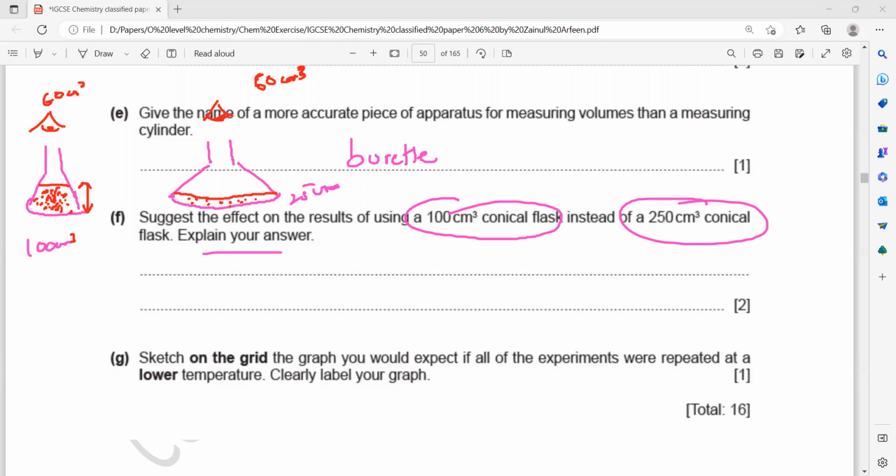So in a 100 cm³ conical flask, the text will disappear in a short time, whereas in a 250 cm³ conical flask, it will take longer for the cross or text to disappear. The reason is that the 100 cm³ flask has a greater depth of solution, so it will be difficult to see through. Is it clear, this one? How it affects the result?